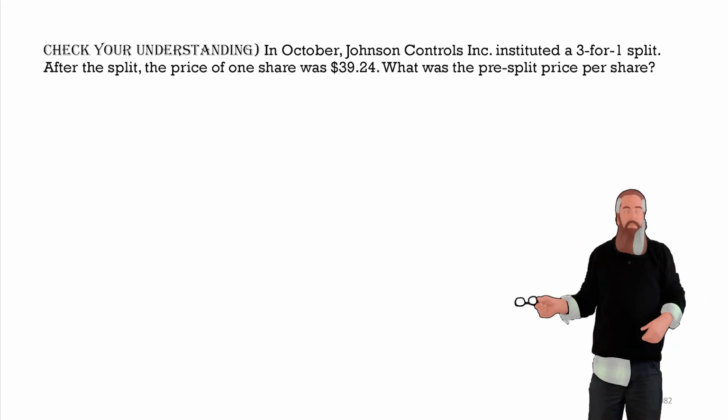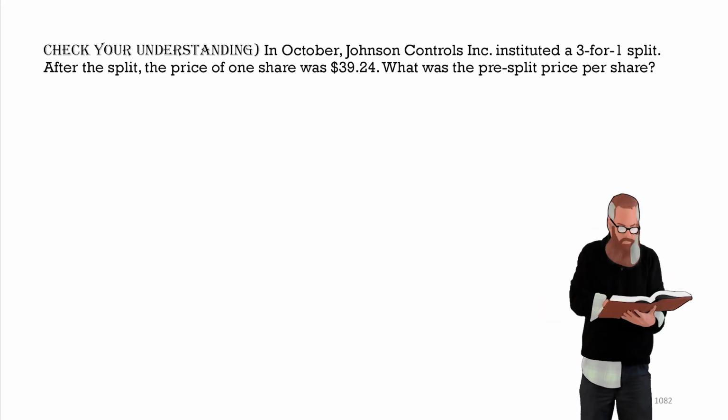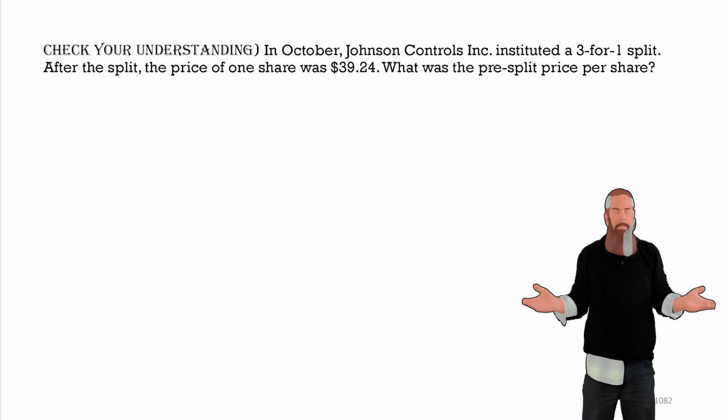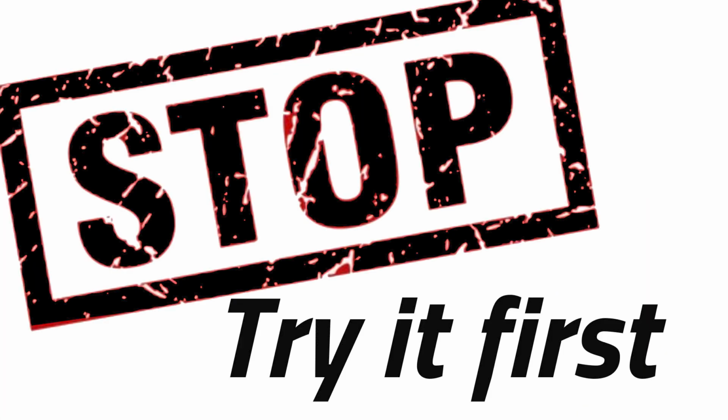Let's check our understanding. In October, Johnson Controls Inc. instituted a 3-for-1 split. After the split, the price of one share was $39.24. What was the pre-split price per share?